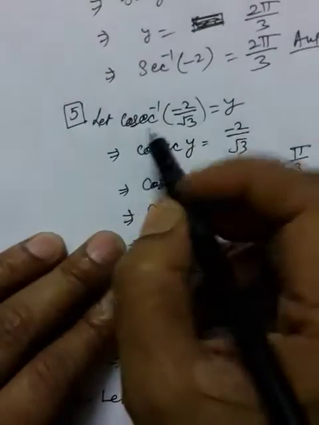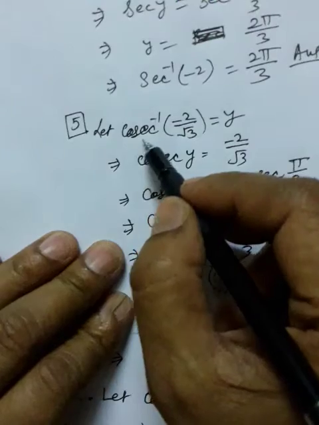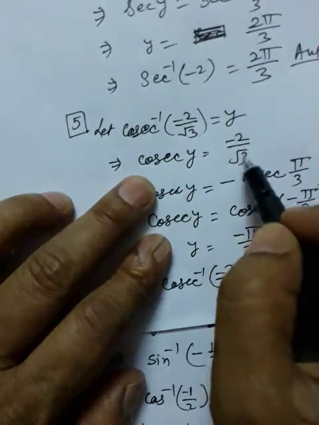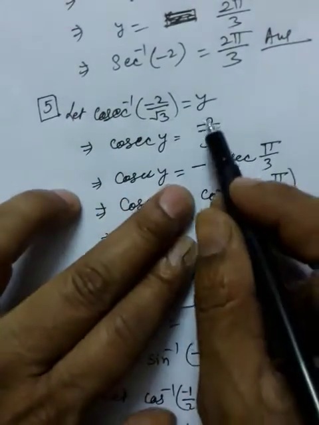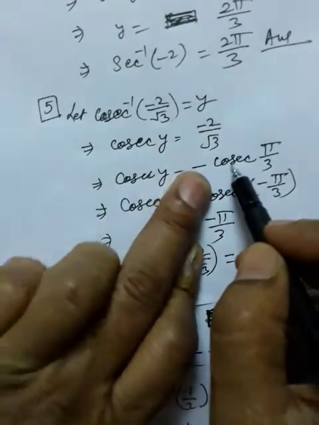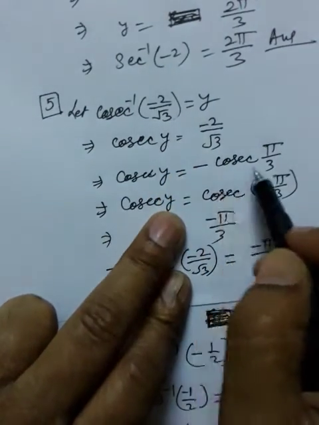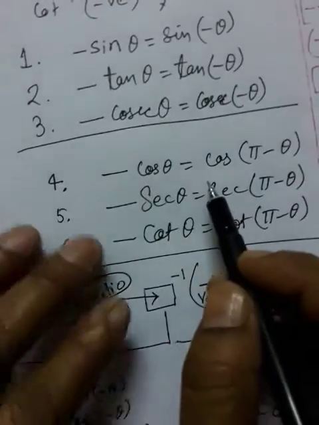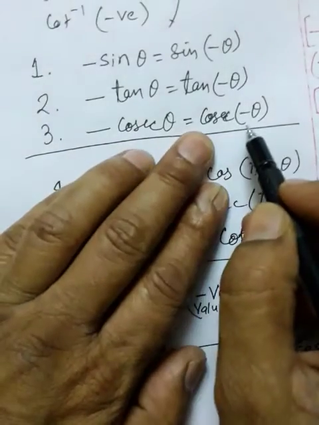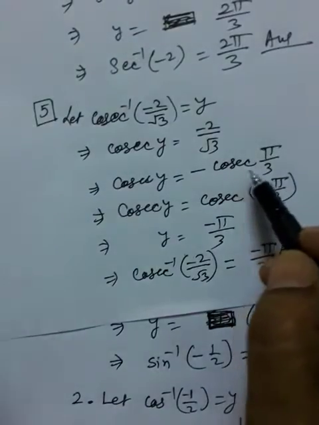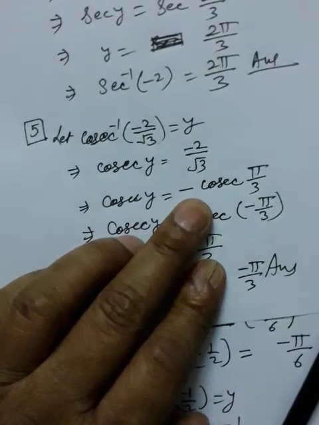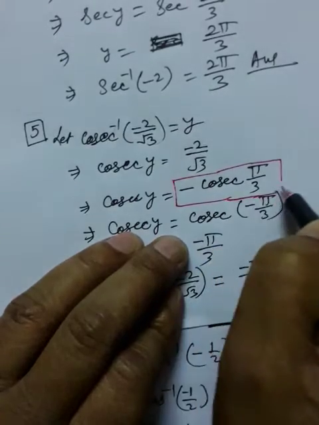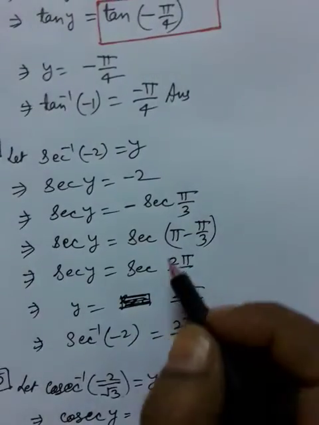Now coming to our fifth question, we have to find the principal value for cosec inverse minus 2 by root 3. Suppose this is y, then cosec y is equal to minus 2 by root 3. Cosec y is equal to minus as it is, and for 2 by root 3 you have to write the value cosec pi by 3. Again it is coming minus cosec theta. Minus cosec theta, cosec minus theta. So minus cosec theta, we can put under a red rectangle to highlight this. We have to be very, very careful here.